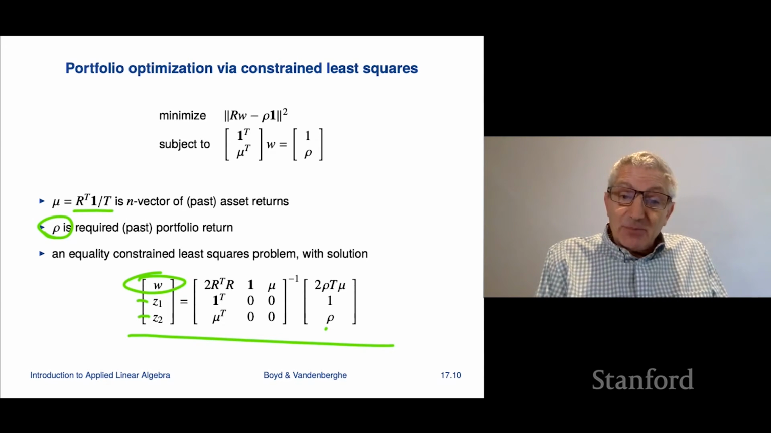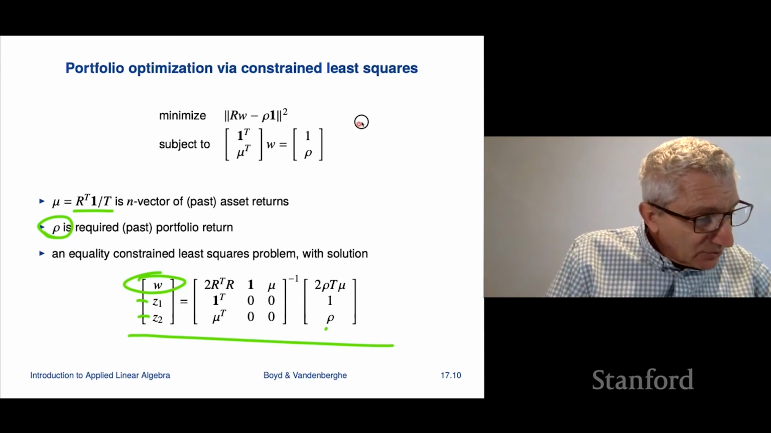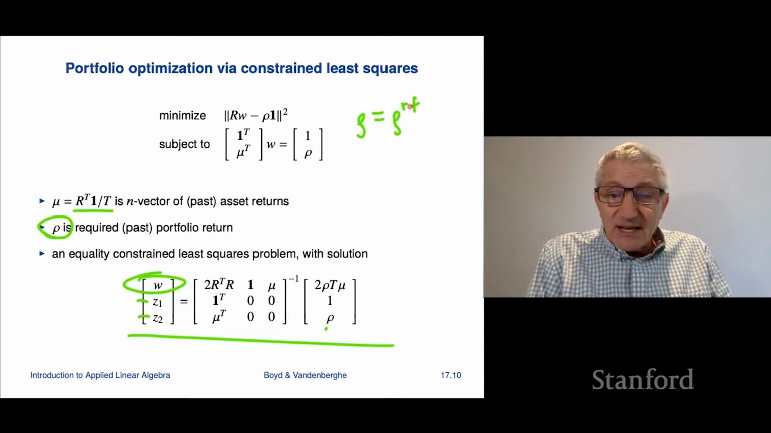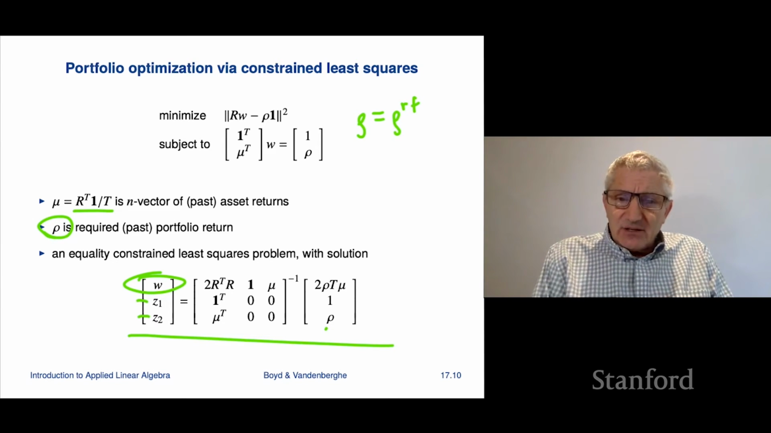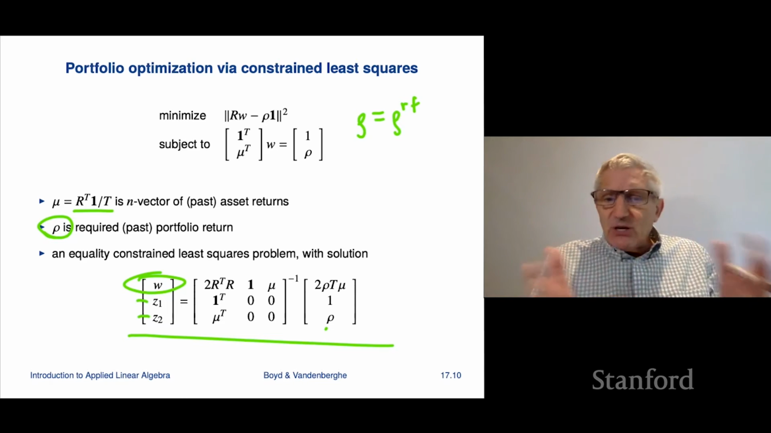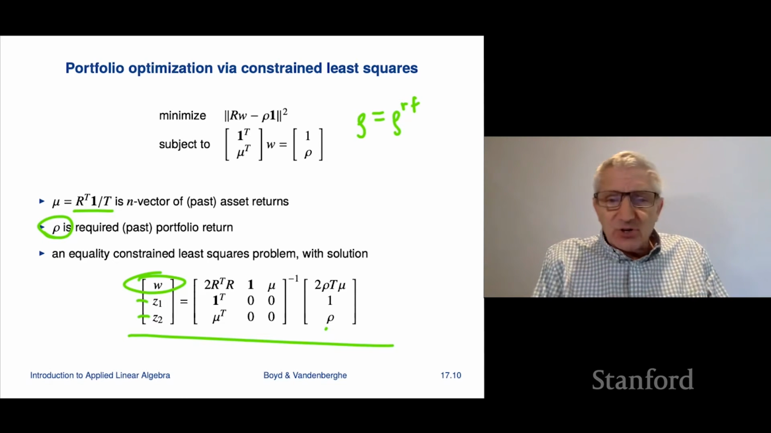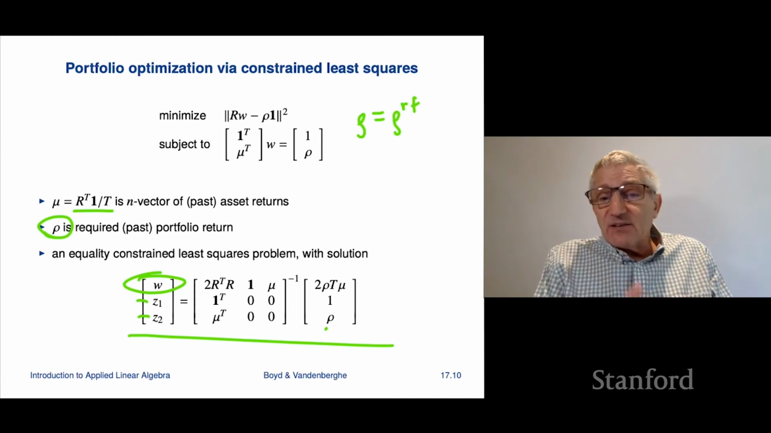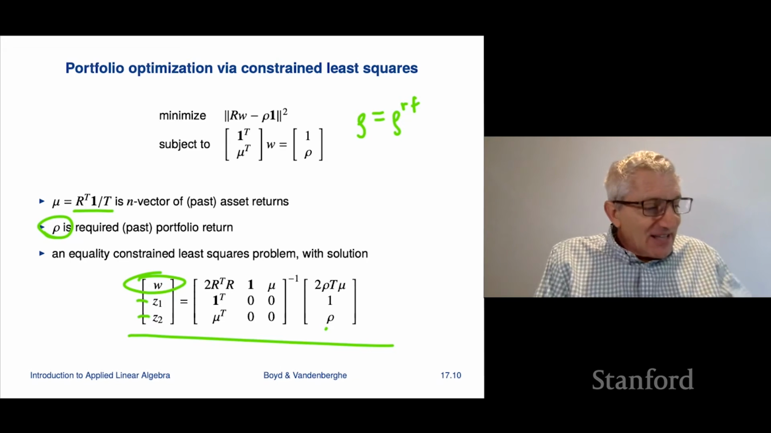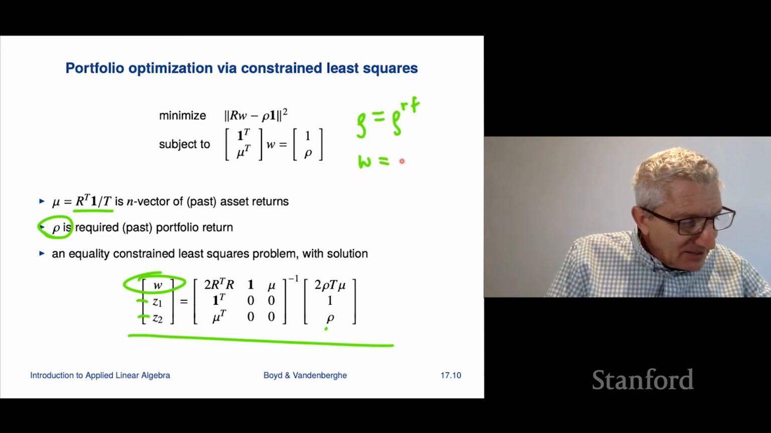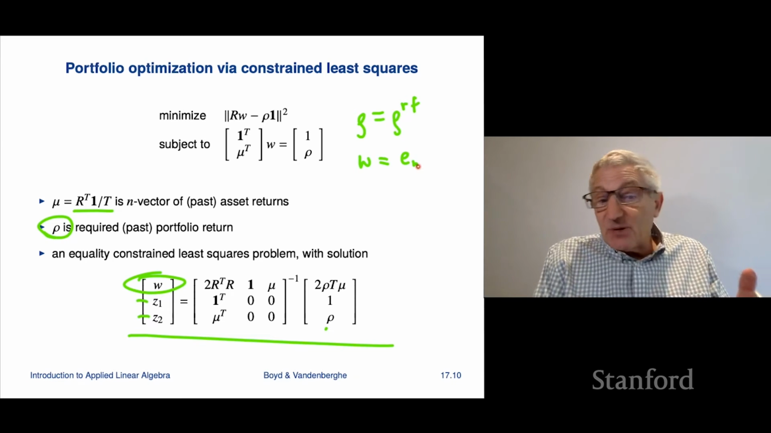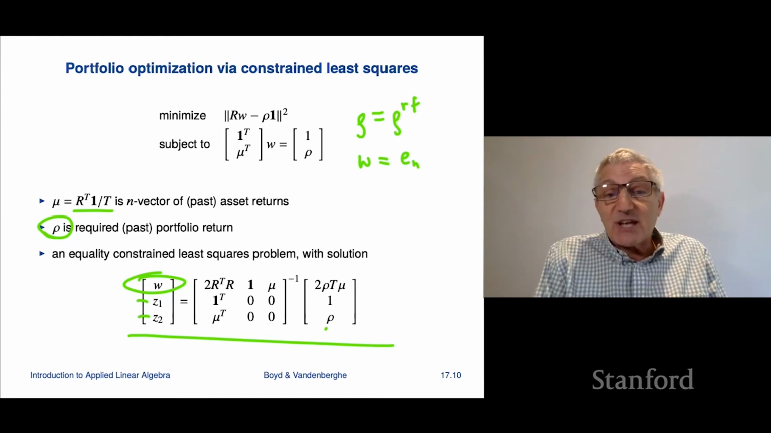So here's an example. If I set rho equals rho risk-free, then what this says is, please go back last year and find me a portfolio of investments whose average return is the risk-free return. And also minimize the variance of the return. The solution to that is just going to be W equals EN. It's going to be put everything in the last asset, which is cash.